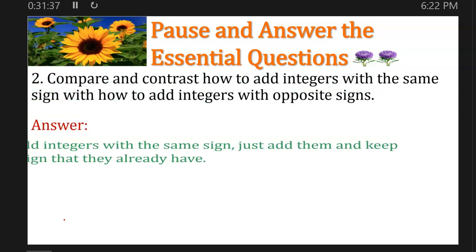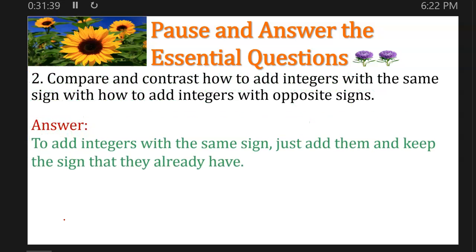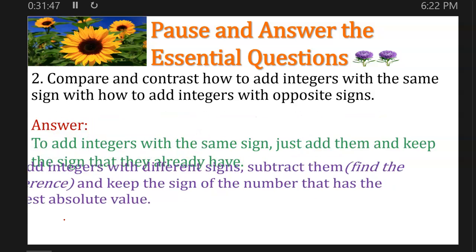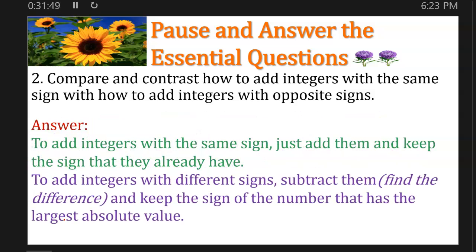All right, so the answer: to add integers with the same signs, just add them and keep the sign that you already have. So just like the song says, same signs, add and keep, that's what they mean. Then to add integers with different signs, subtract them or find the difference and keep the sign of the number that has the largest absolute value.